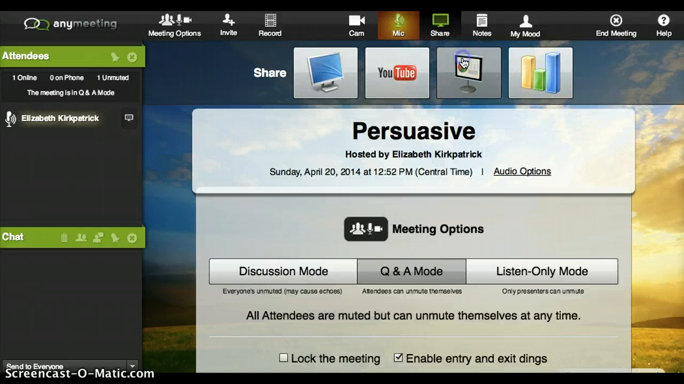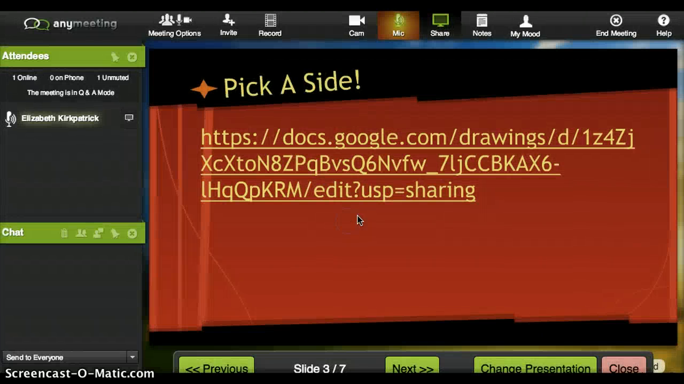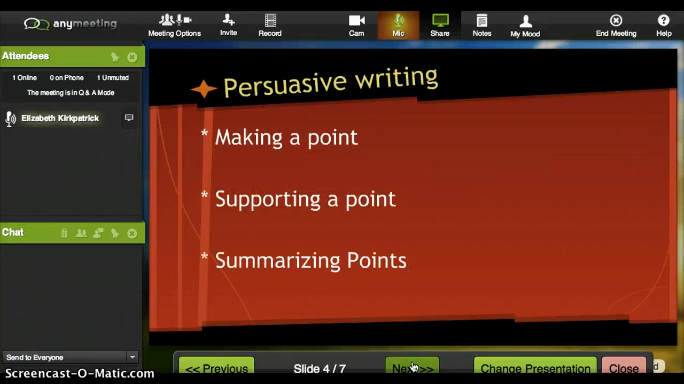Great. Now that everyone has picked a side, we will start talking about what it is to make a persuasive argument. Persuasive writing should always make a point, support a point, and summarize the points. Just like our regular writing strategy, we always have to have a main topic. What is that called? Thesis. That's right. So we make our point and then we support the point with supporting details. Good. And when we summarize, that's called the conclusion. Very good.